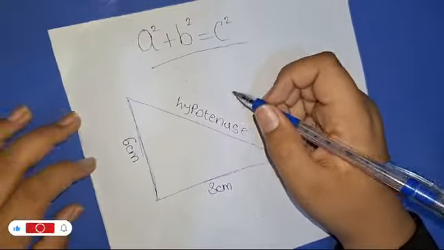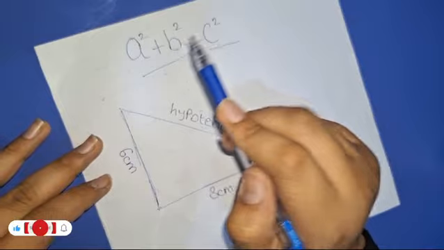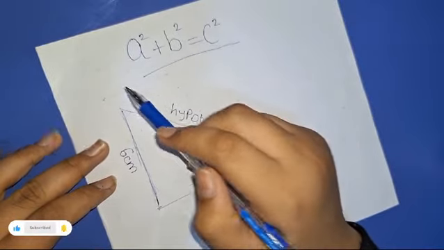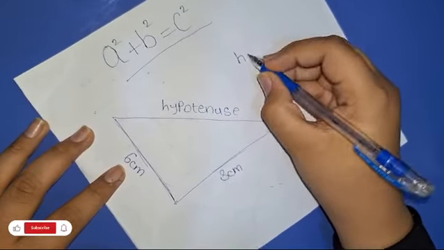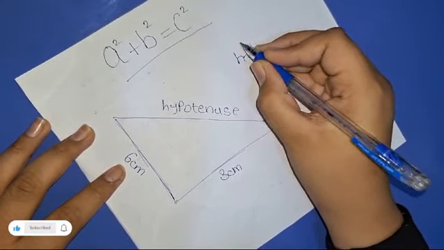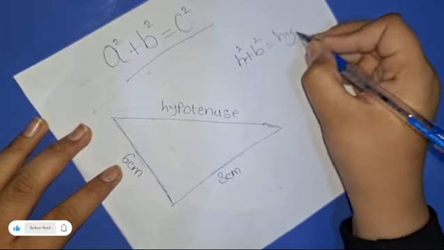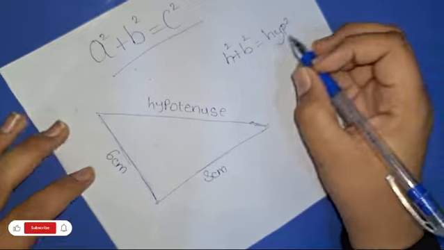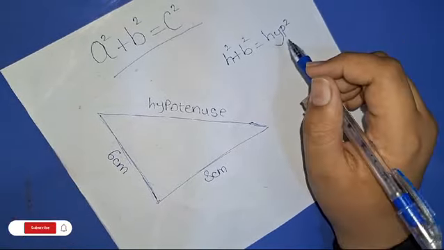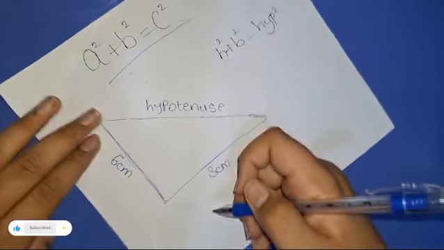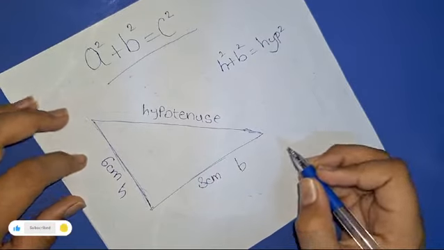First of all, to make it simpler, let's rename the variables. Instead of a and b, we're going to call them height and base. So h means height plus b means base square equals hypotenuse square. This is the simpler formula. Now we have to implement it. Here is the height and here is the base.